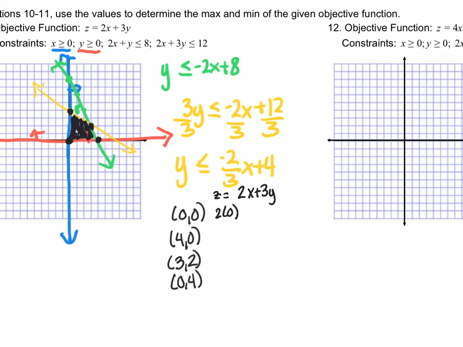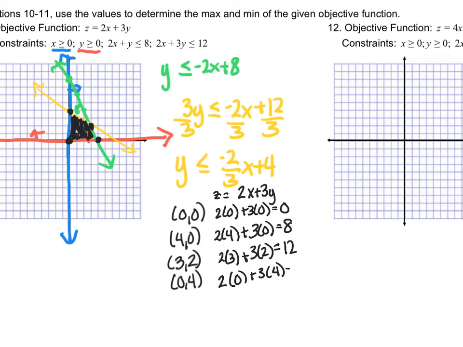So 2 times 0 plus 3 times 0 equals 0. 2 times 4 plus 3 times 0 equals 8. 2 times 3 plus 3 times 2, that's 6 plus 6, which is 12. Biggest number so far. And 2 times 0 plus 3 times 4 equals 12. So we have 2 maximum values, which rarely occurs, and 1 minimum value.